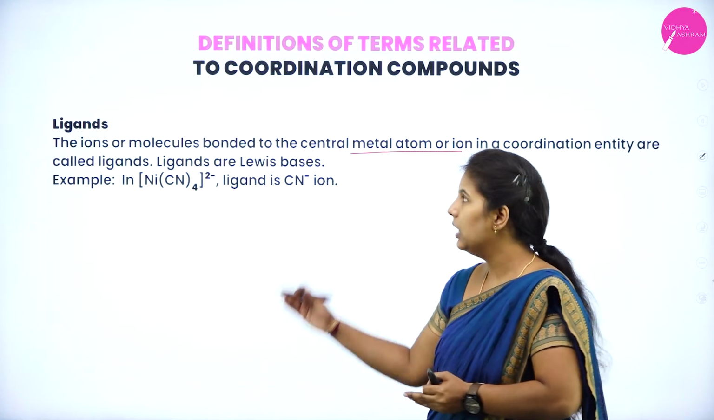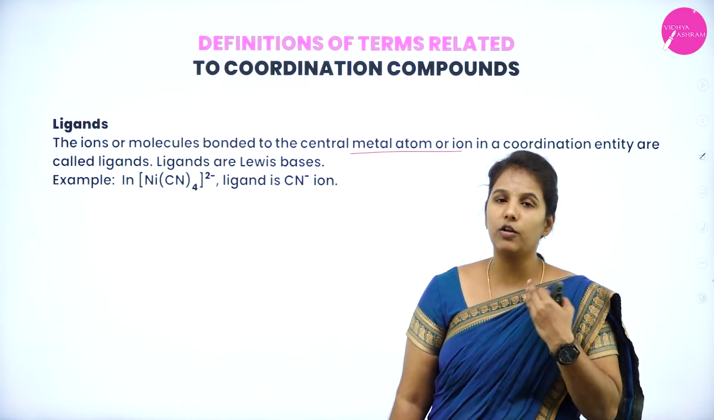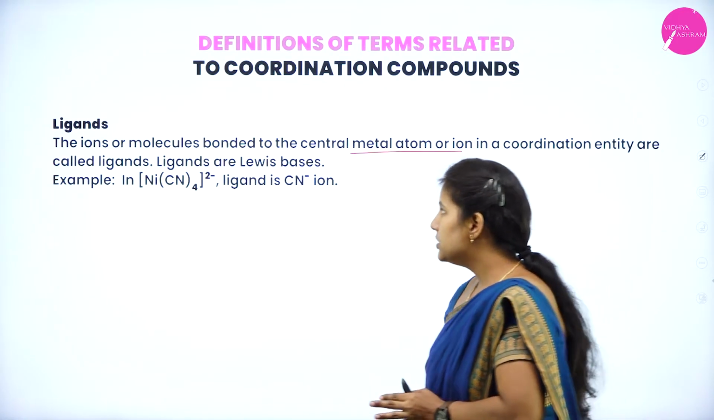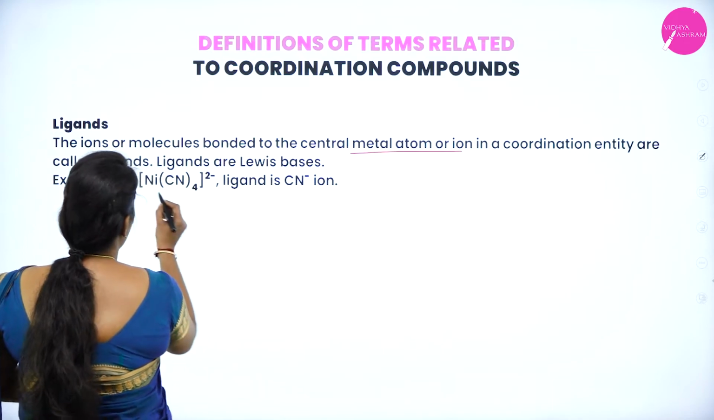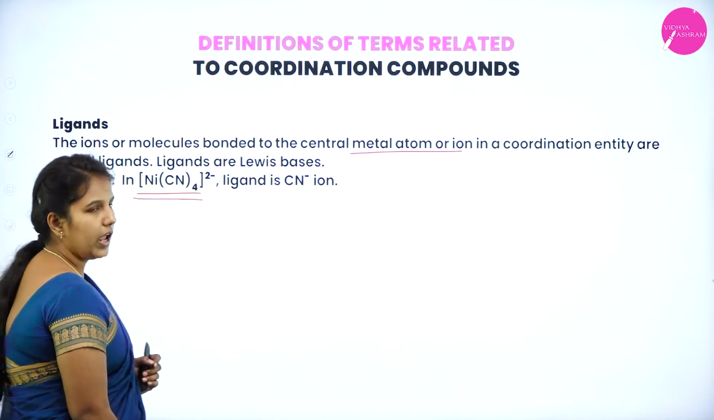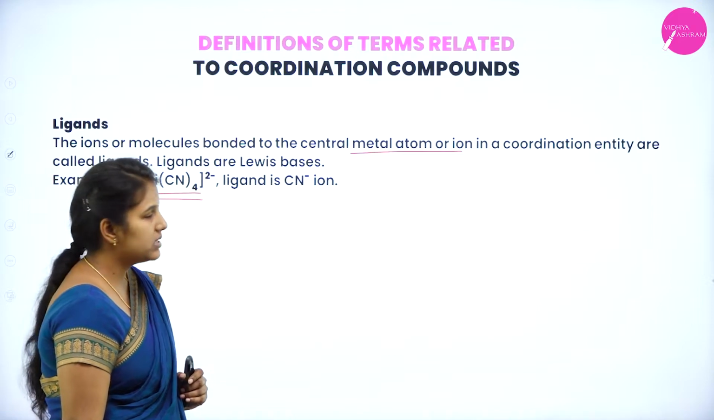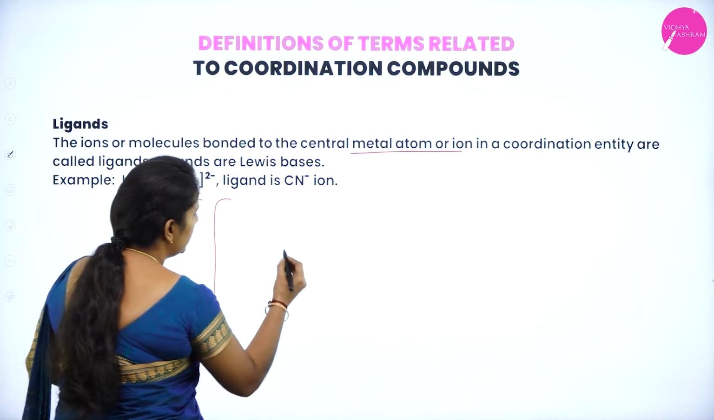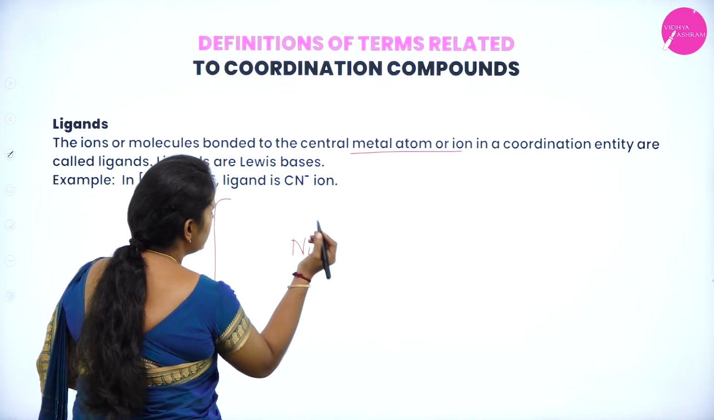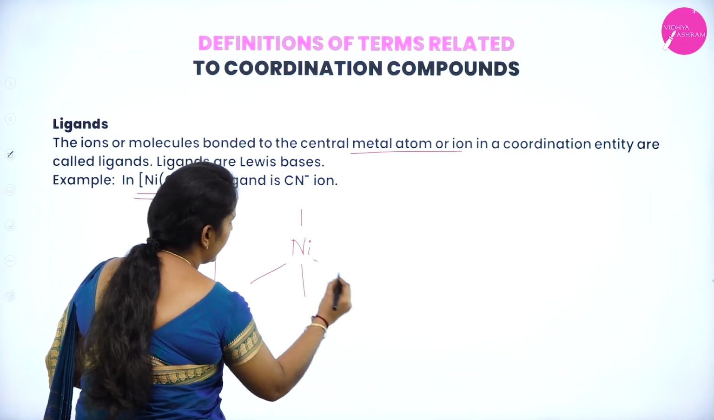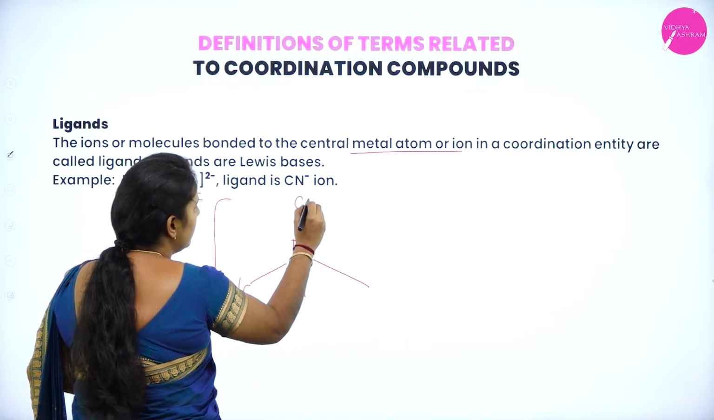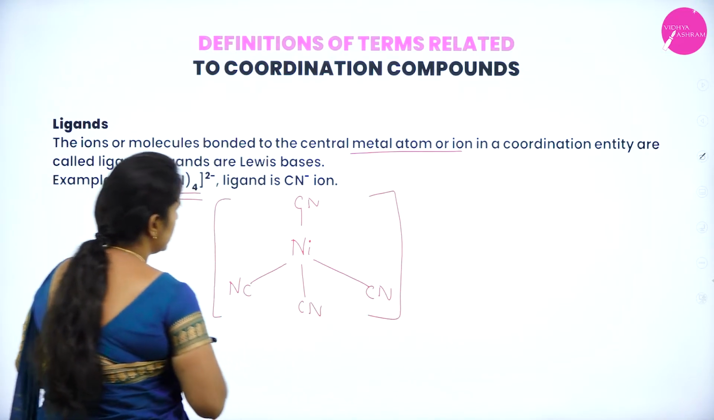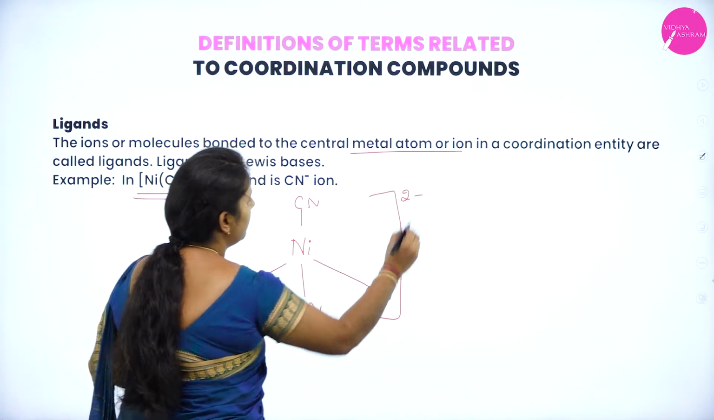Ligands are nothing but molecules or ions which are always bonded to the central metal atom by forming what? Coordination bond. So here we have the example of tetracyanonickel, or nickel tetracyanate. Which is the ligand here? You can write this structure. This is my nickel, which has how many cyanide ions? 4. So it has tetrahedral geometry, and you can see that it has a minus 2 charge.